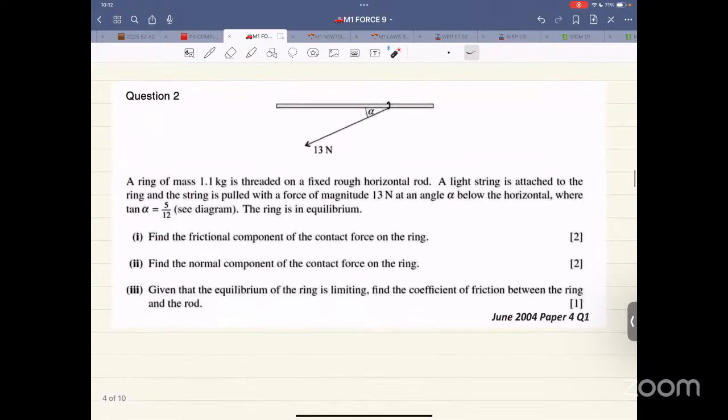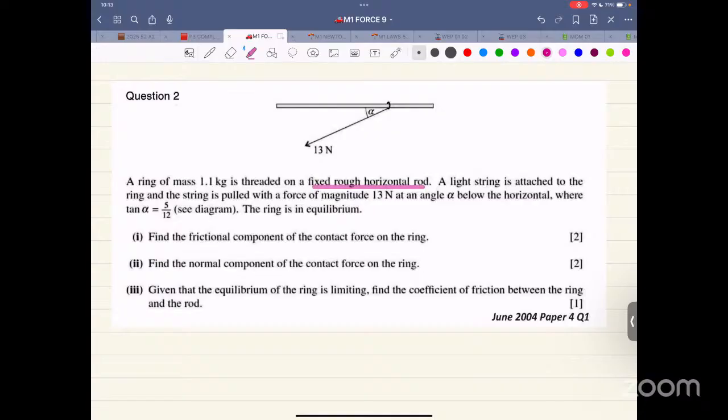Now, this is a question. They haven't asked this thing for a very, very long while. So let's just focus on this very, very well. So this is that famous rod question. It says a ring of mass 1.1 kg is threaded on a rough horizontal rod. So let's highlight this thing. So this is a rough horizontal rod.